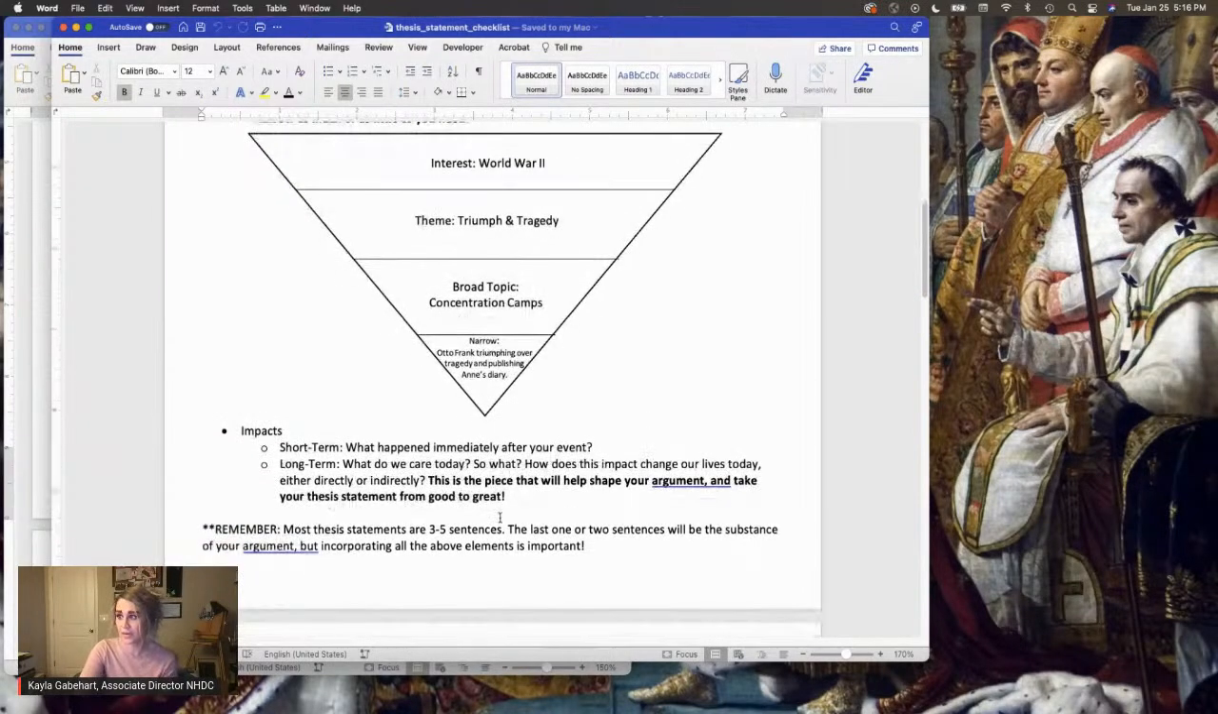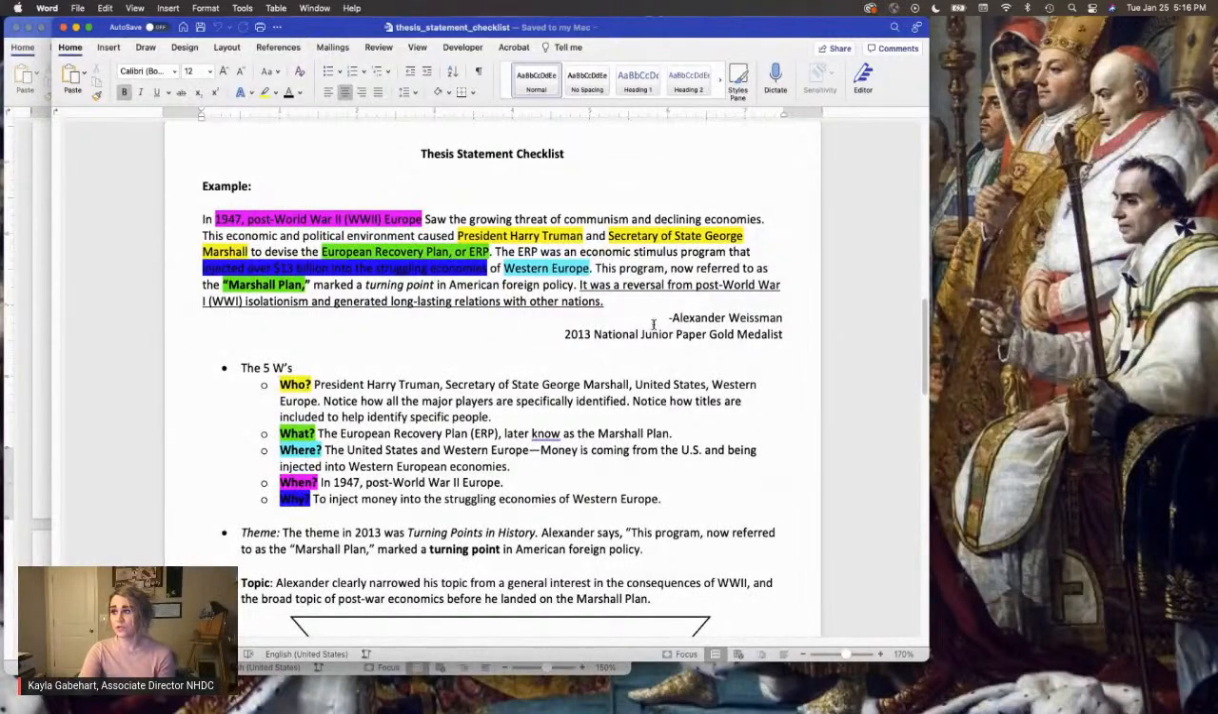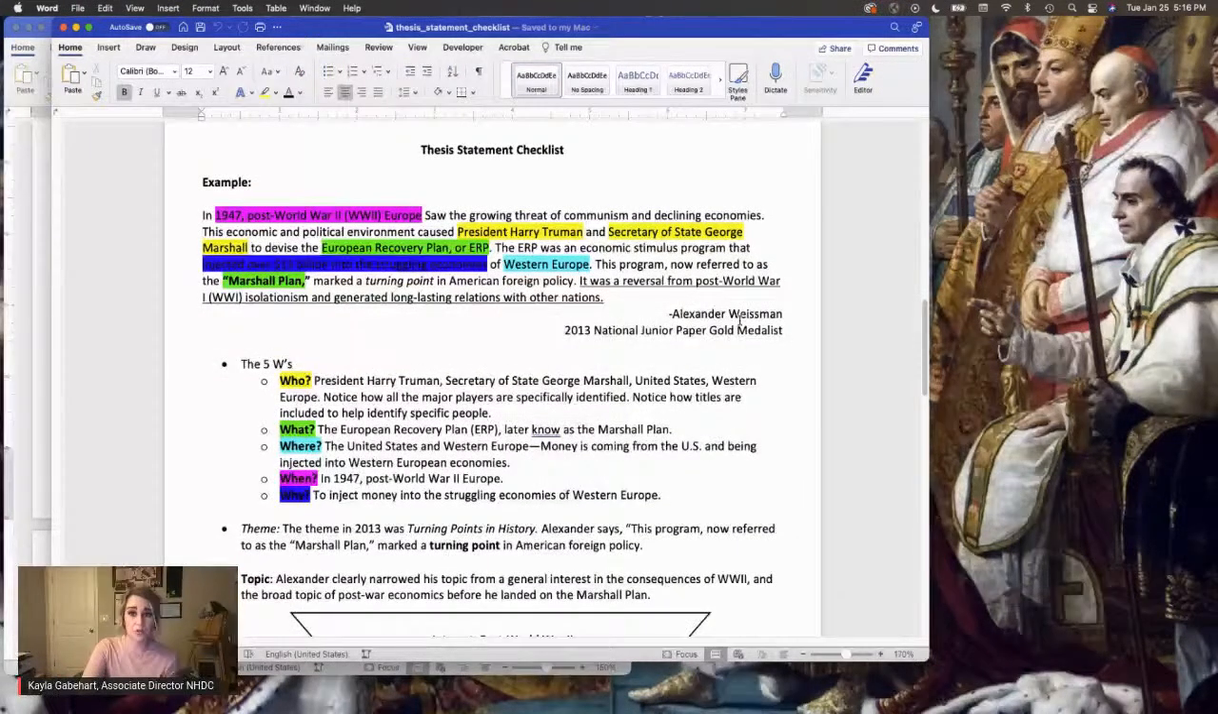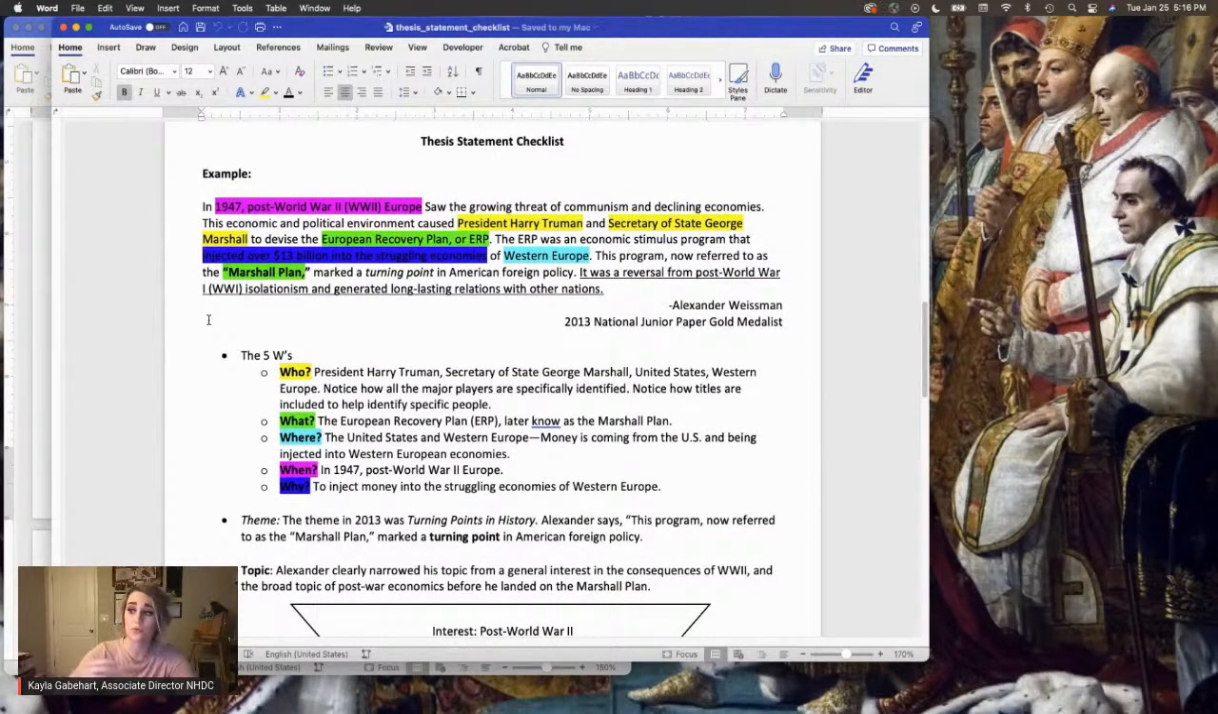Okay, now let's go to a real example. So this example was written by Alexander Weissman, and in 2013, he won the National Gold Medal in junior paper category. So this is a really, really great national award-winning thesis statement. But Alexander was a middle schooler, so if he can do it, I know you all can do it, okay? So his example is, and I'll read it out loud to you, and then we'll go through the pieces of it.